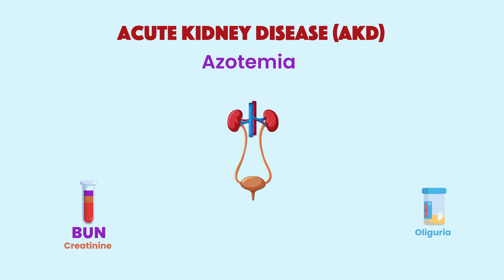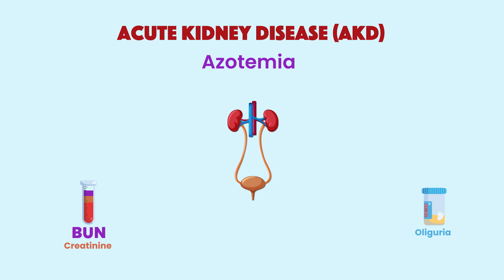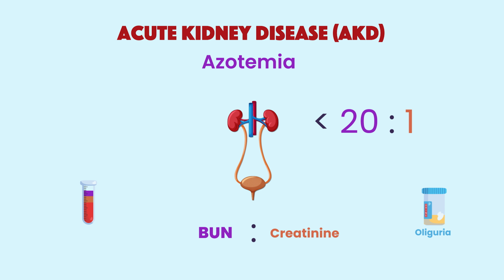Now, there are many conditions that can affect kidney function. And one way to investigate or determine the cause of acute kidney disease is by calculating the BUN to creatinine ratio. If the ratio is less than 20:1, then it suggests that the cause of acute kidney injury is due to some form of intrinsic renal damage. The kidneys themselves have a problem. And this is categorized as intrarenal azotemia. So the kidneys have a problem.